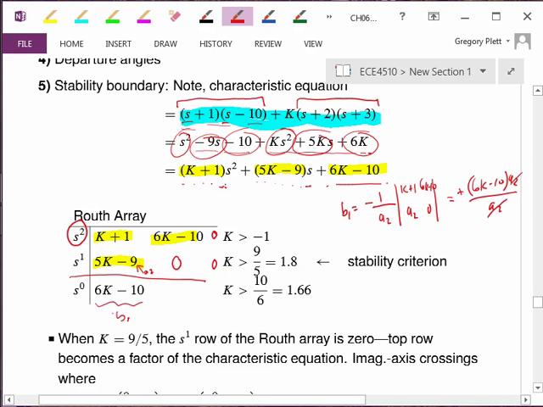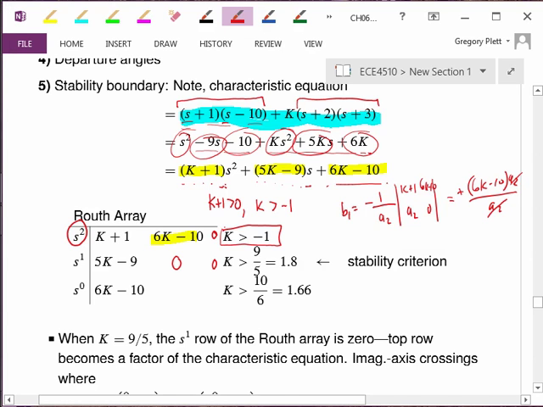Now we need to figure out what is the condition for stability. So for stability, the left column has to either be all positive or all negative. I get the same criteria no matter which way I choose, so I'll just say let them all be positive. So that means that k plus 1 is bigger than 0, or k is bigger than minus 1. That's the condition required for stability imposed by that first term.